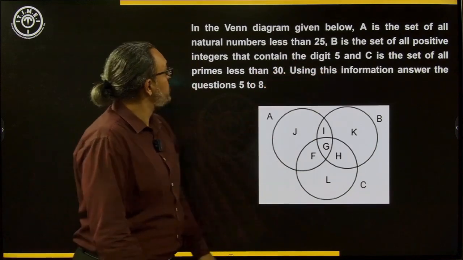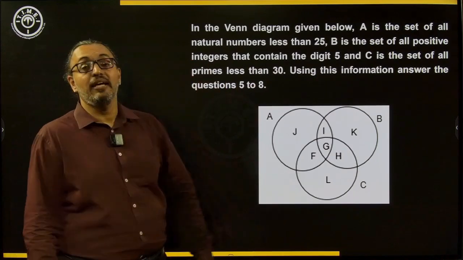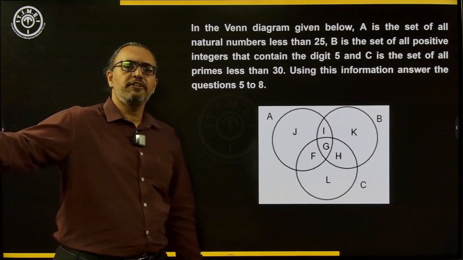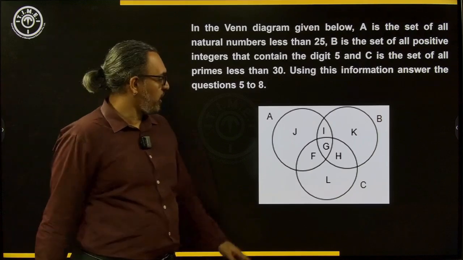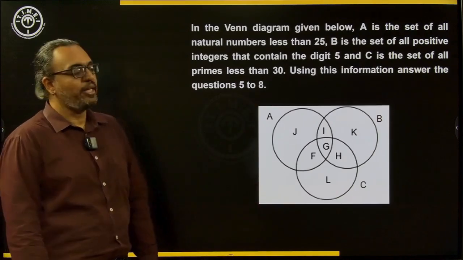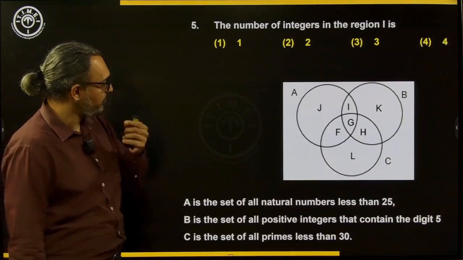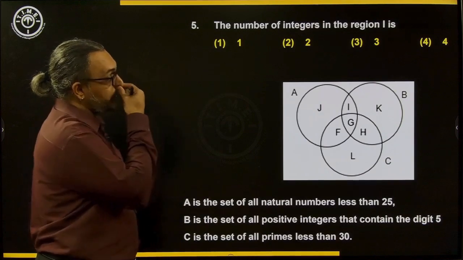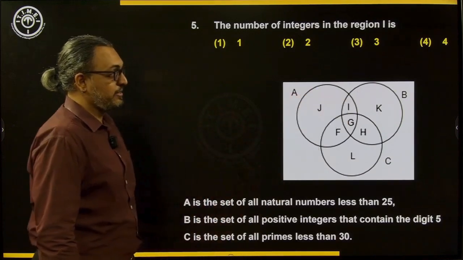Then C is the set of all primes less than 30. Prime numbers less than 30. 2, 3, 5, 7, 11, 13, 17, 19, 23, 29. Those are for C. Now using this information, answer the questions 5 to 8. Okay. So let's see this. Okay. Now the number of integers in the region I, he says.